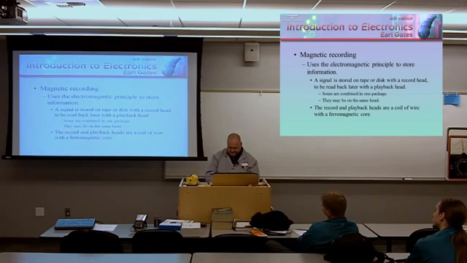Magnetic recording uses the electromagnetic principle to store information. A signal is stored on tape or disc with a record head to be read back later with a playback head. Some can be combined in one package, meaning the record head and playback head are on the same head.